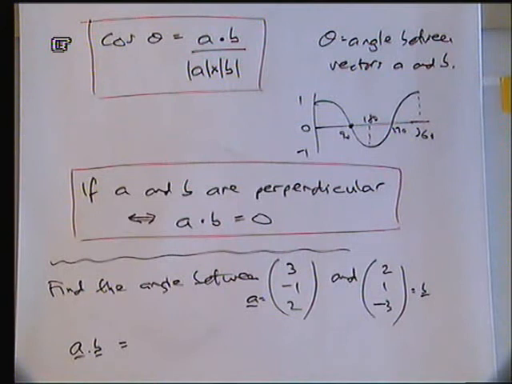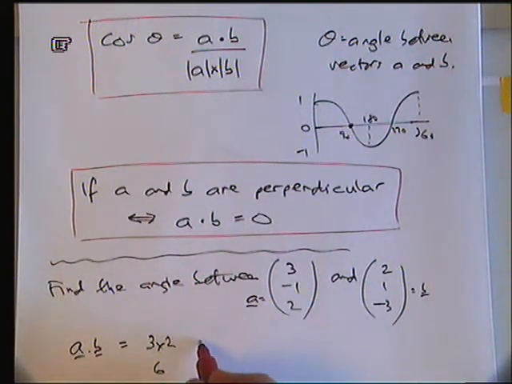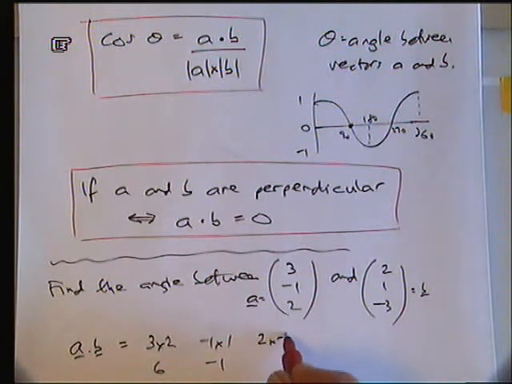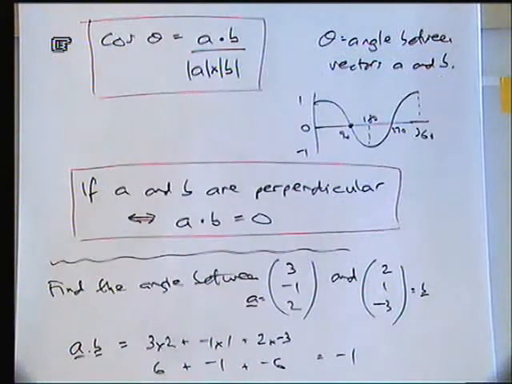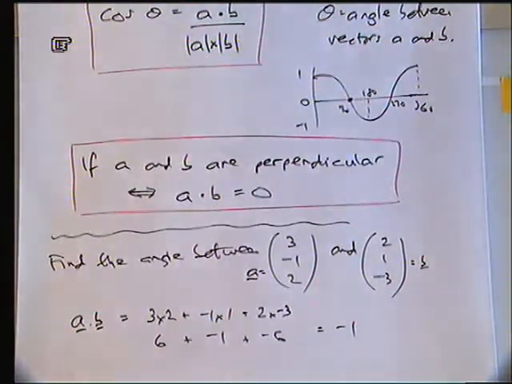Ian, can you tell me what sum I'm going to do for the scalar product of these? 3 times 2, which is 6, yep. And minus 1 times 1, which is minus 1. And 2 times minus 3, which is minus 6. What am I going to get for that then, Ian? Minus 1. Okay. So I now know the A dot B bit. That's minus 1.